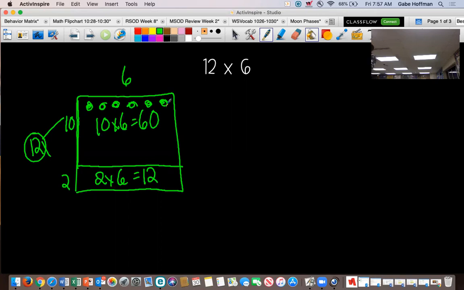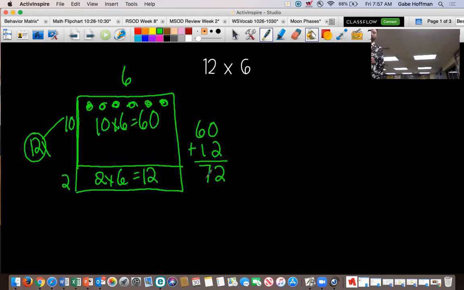So I've gotten these partial products, both smaller products, or products when we multiply two numbers together, two factors together. I have two partial products that I'm going to add together to get the entire product for 12 times 6. So I'm going to take 60 plus 12. 0 plus 2 ones is 2, 6 tens plus 1 ten is 7 tens, or 70, and I get my answer of 72.